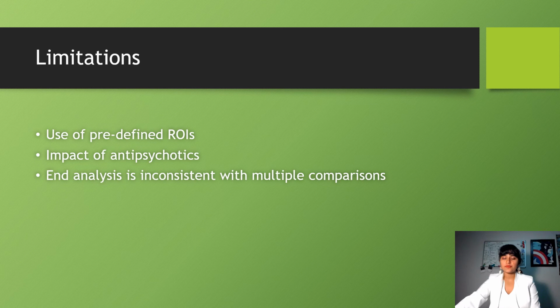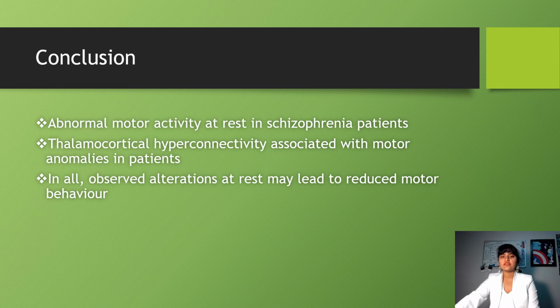At the end of the presentation, the conclusions. Firstly, abnormal motor activity at rest in schizophrenia patients is observed. Thalamocortical hyperconnectivity is associated with motor abnormalities in patients. And overall, the observed alterations at rest may lead to reduced motor behavior.